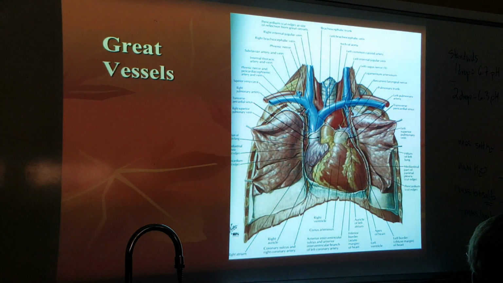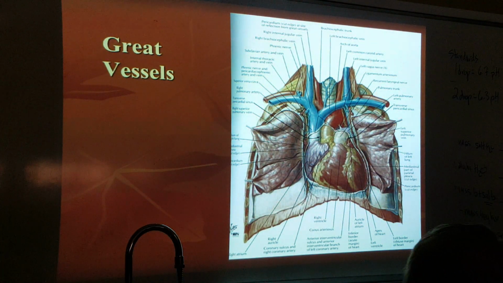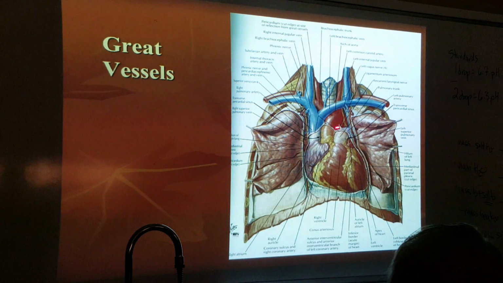So the great vessels are present in an area between the lungs called the mediastinum. And there is lots of important stuff in the mediastinum. That's a word you hear a lot in medical imaging. It's a word I want you guys to know because you'll hear it out in the field a lot.